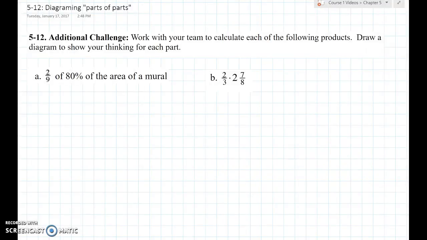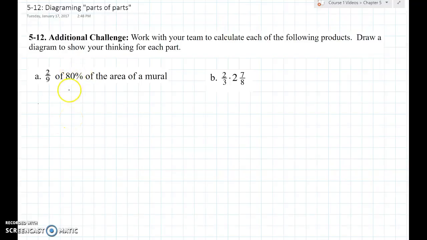This is problem 12, the additional challenge problem. Work with your team to calculate each of the following products. Draw a diagram to show your thinking for each part. So let's take this, and we're taking 2/9 of 80% of a mural. So I'm going to draw a mural here. I'm going to draw this rectangle here in a second.